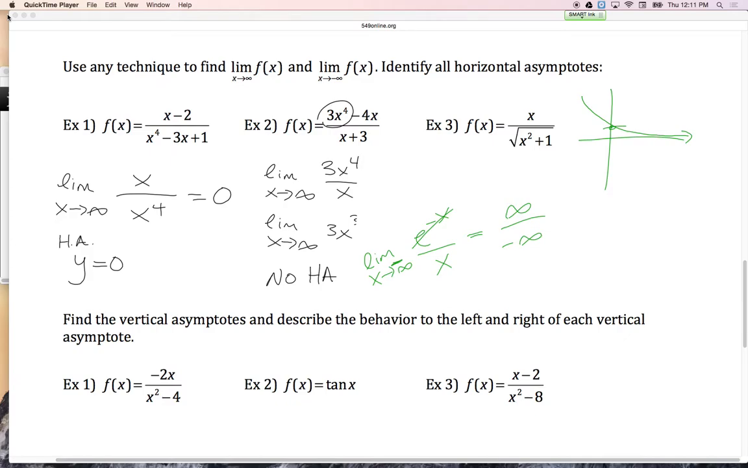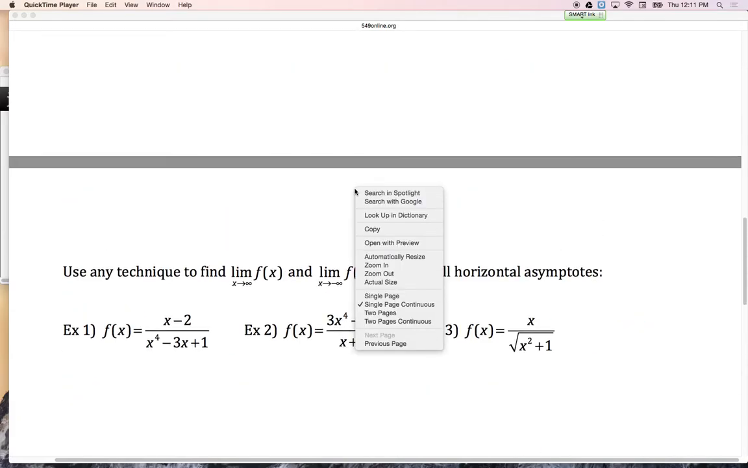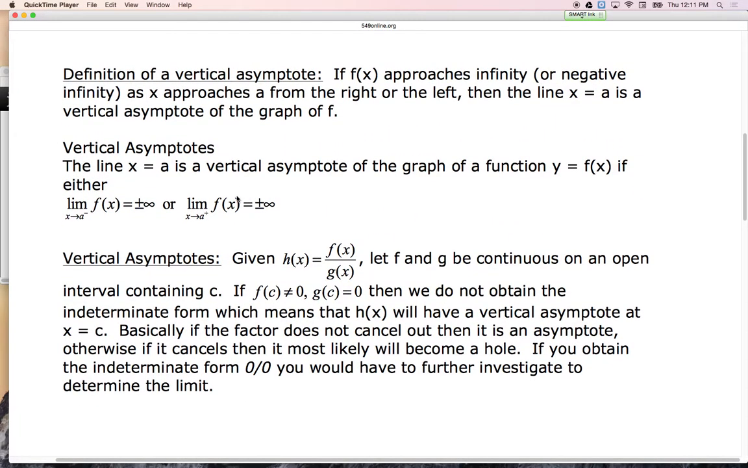Okay, we did vertical asymptotes yesterday with you guys, so I'm not going to have to read through as much of this as I did the other class, because they didn't go through this up at the top. So go back up to the top just a second. We made it through this in class yesterday, vertical asymptote.